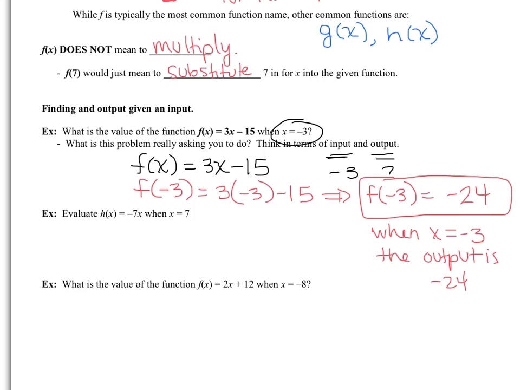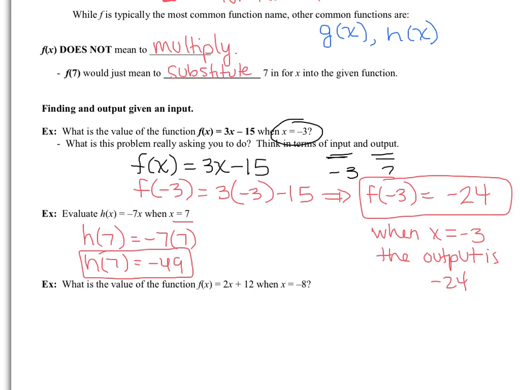And then for this next one, I'm evaluating the function h of x equals negative 7x, and I'm going to replace x with 7. So the function at the value 7 would be negative 7 times 7, so the function at the value 7 equals negative 49. And if you look at both of these, we're not trying to isolate f or h, because it's not really a variable, it's just a notation. So this says the function when the input is negative 3 is negative 24. The function when the input is 7 is negative 49.